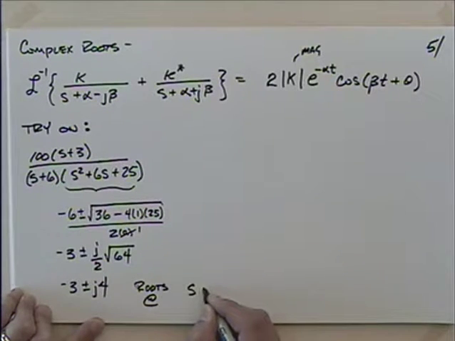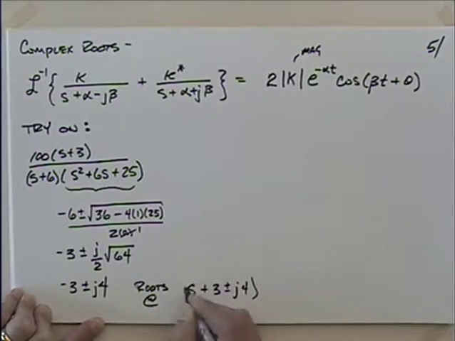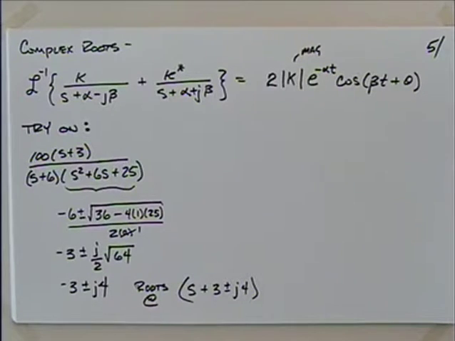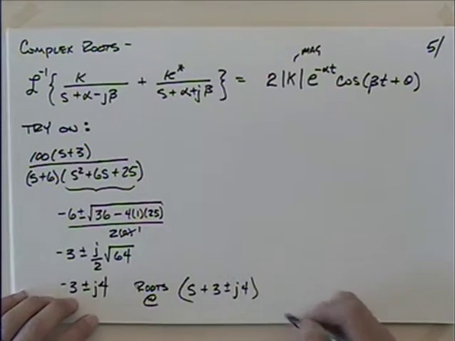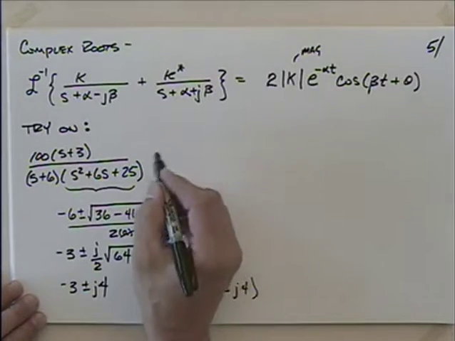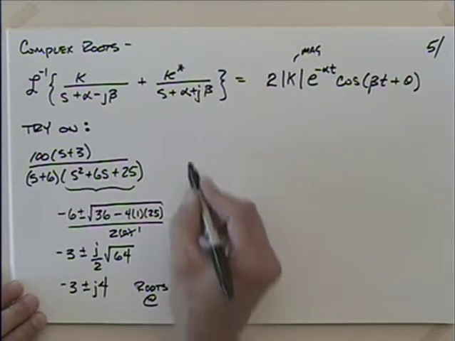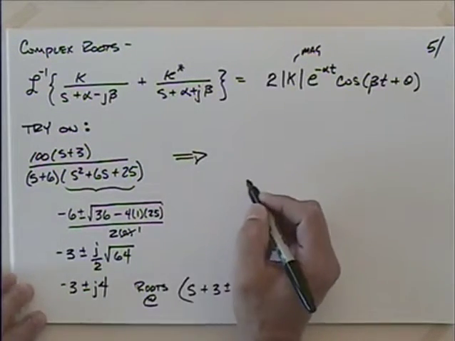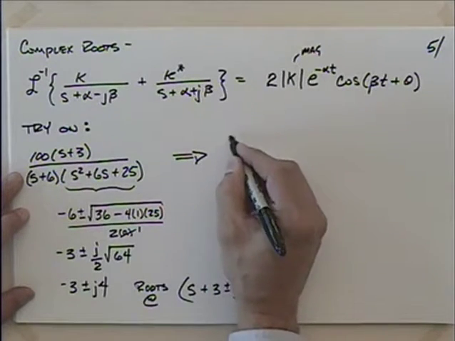At S plus 3 plus or minus j4. Is that what my roots are going to be at? Yeah, that's what my roots should be at. So if I rewrite this, I could say then that this thing looks like this.